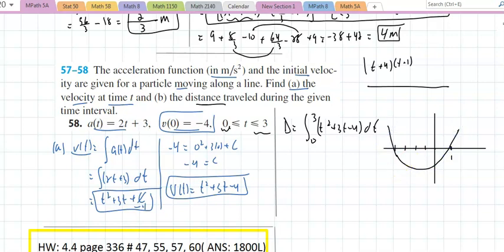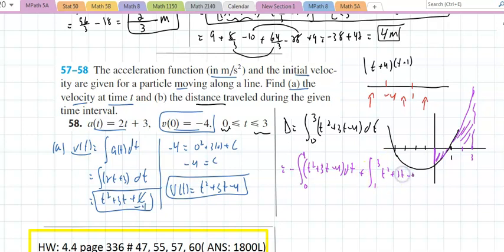Or you could do test points. You could put the 1 there, the negative 4 there, pick a point right there, and a point right there, whatever works. And I'm looking at this from 0 specifically to 3. So if I extend this, I'm really looking at this region and this region. So that's going to be negative the integral from 0 to 1 of t squared plus 3t minus 4 dt plus the integral from 1 to 3 again.